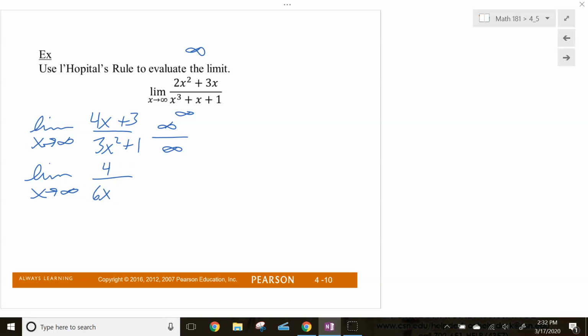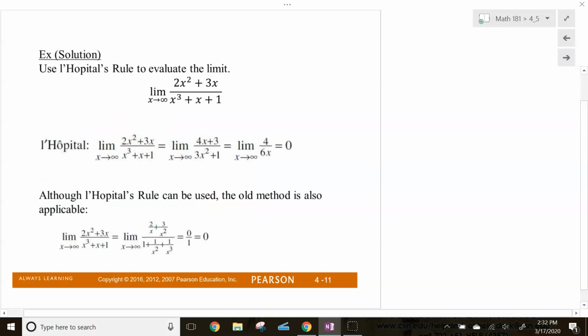So we got 4 over 6x. Now we throw in infinity. So it's kind of like 4 over a million, 6 million, if you will, right? You're throwing in this huge number. We're letting x get larger and larger. Well, what does this go to? That's going to go to 0. 4 over this huge number, so we can now take the limit. So you can repeat L'Hopital's rule there.